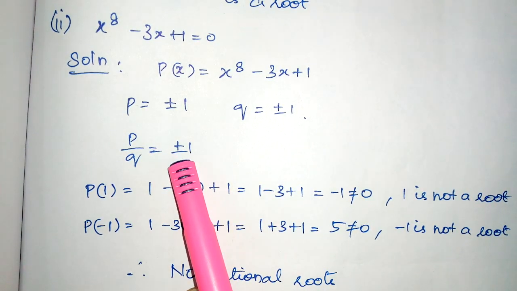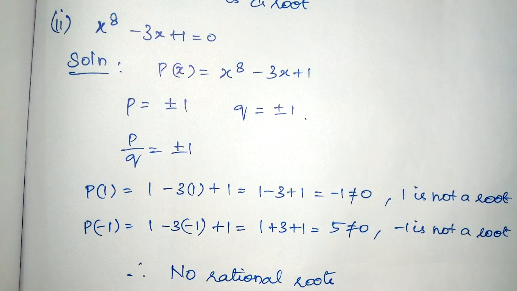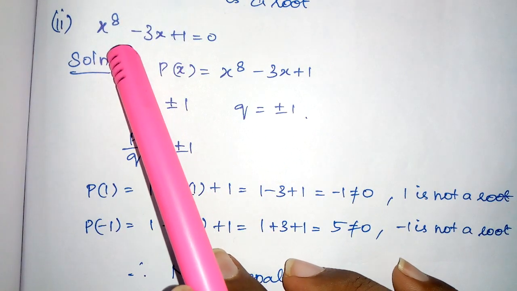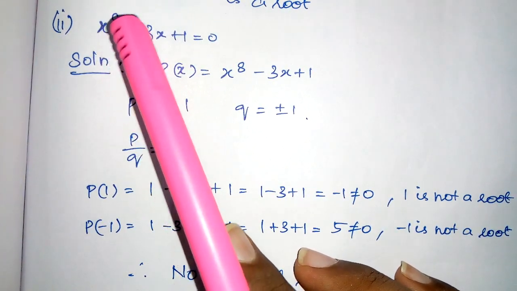So all the possibilities are over. So it means no rational root. Same concept only. No rational root means all the 8 roots are maybe imaginary or irrational roots.